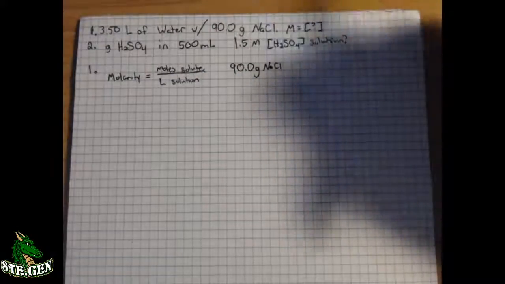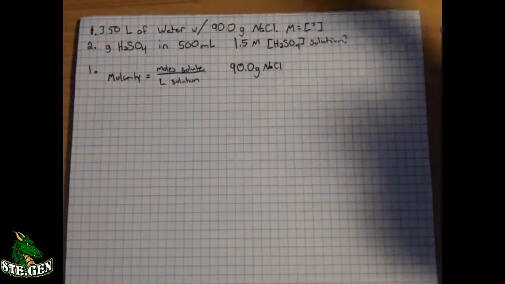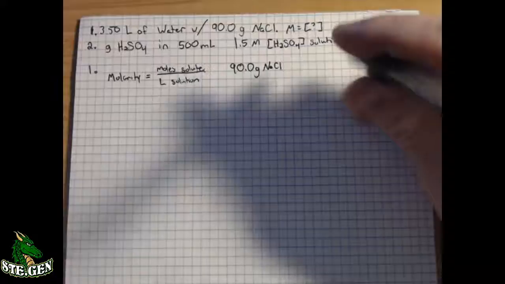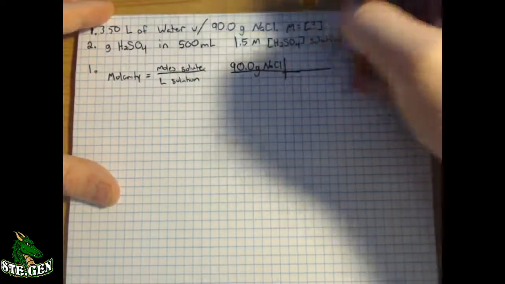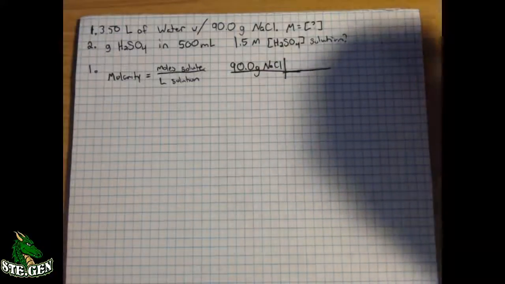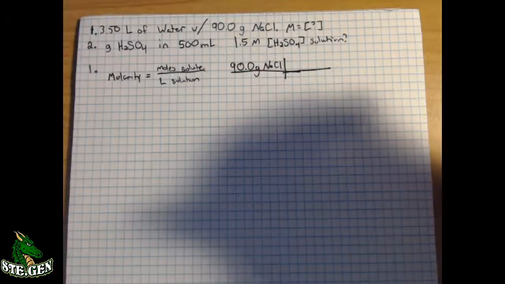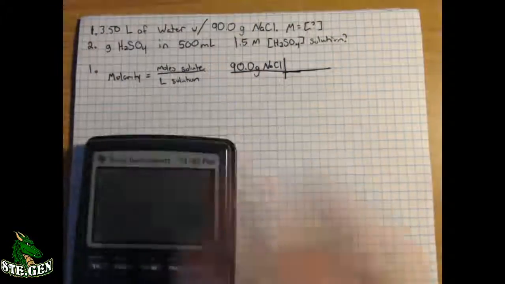I'm not trying to trick you. The grams is the thing that's the solute. The liters is the thing that is the solvent. But we're going to have to convert our grams to moles. So I'm going to go ahead and get my calculator. Na has a mass of 22.9.